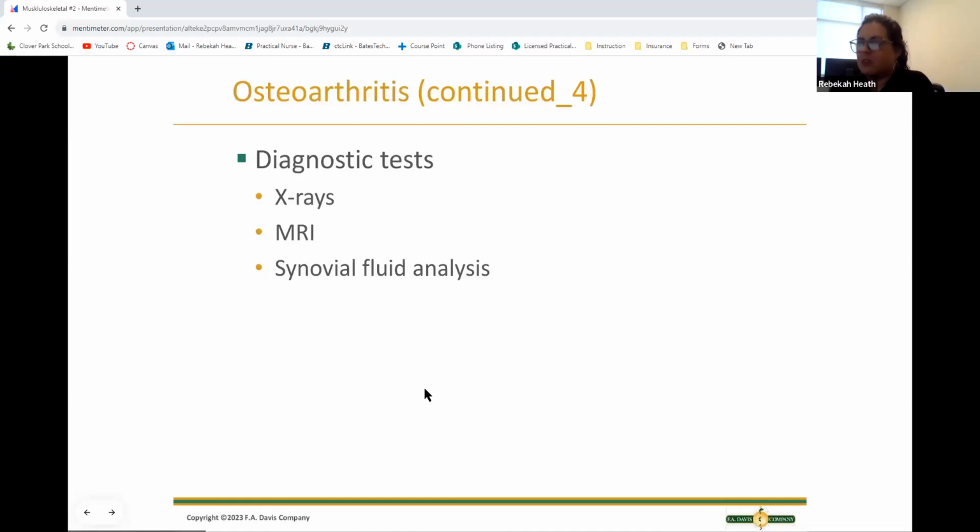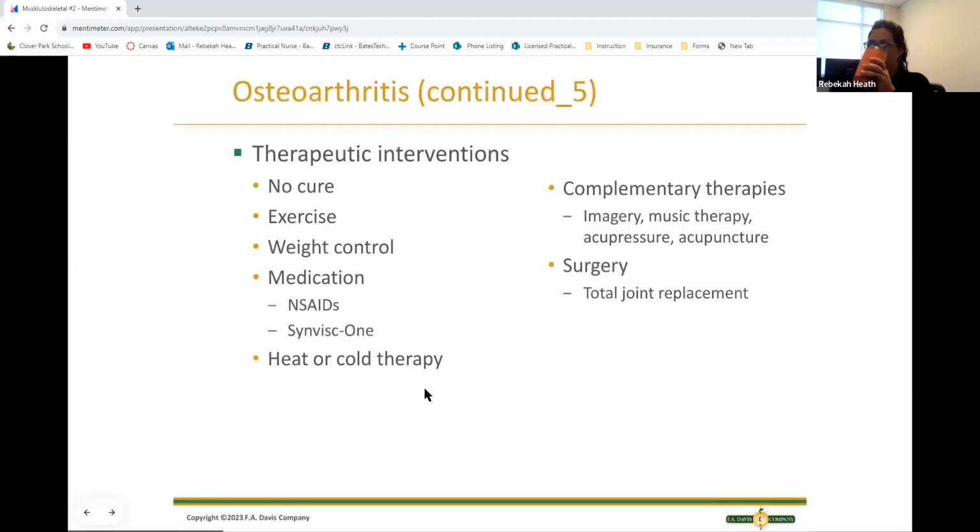So how do we diagnose it? Well, x-rays and MRIs are really helpful to look at the structure of the bones. They also might do an aspiration of the synovial fluid and analyze that.